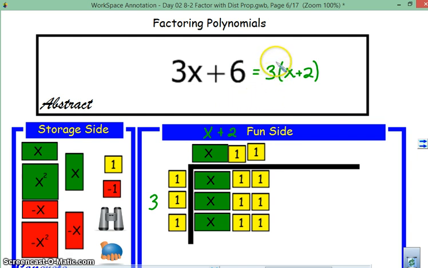So to check this, it's very easy. We just do 3 times x. Yes, we get 3x. 3 times positive 2, we get 6. It checks.